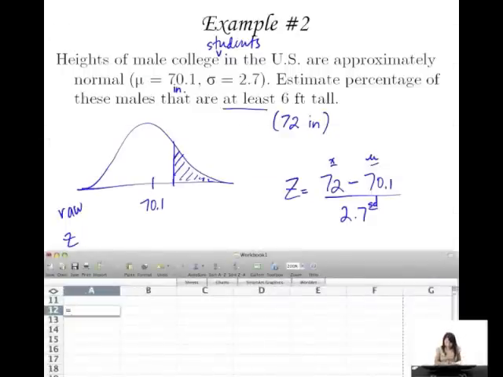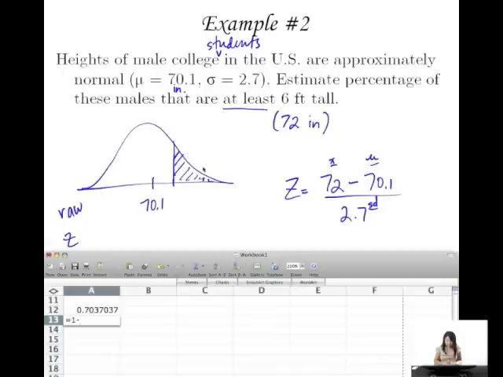All right, and I could just put in 72 minus 70.1, all divided by 2.7. And I find that my z-score is 0.70. And so in order to find the area, the cumulative area, and remember, cumulative area means this side. So Excel is going to give me this side. That's not what I want. I want this side.